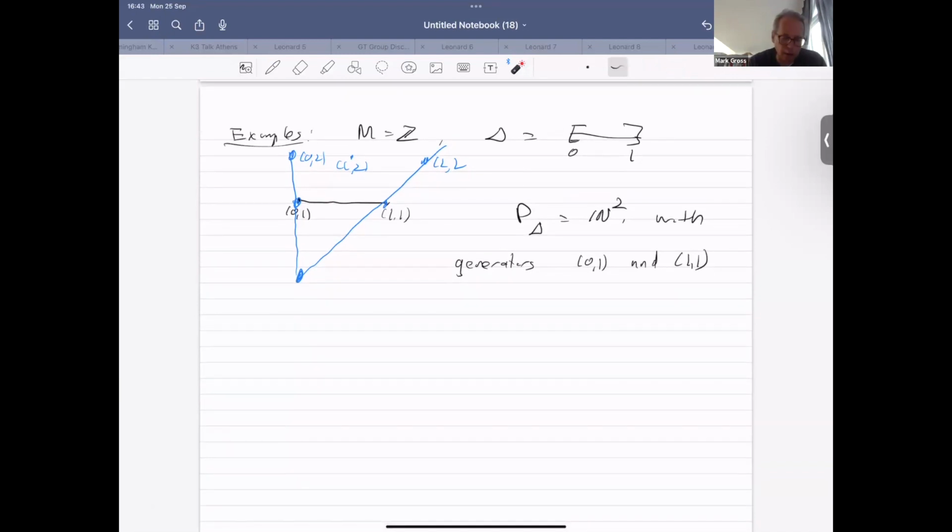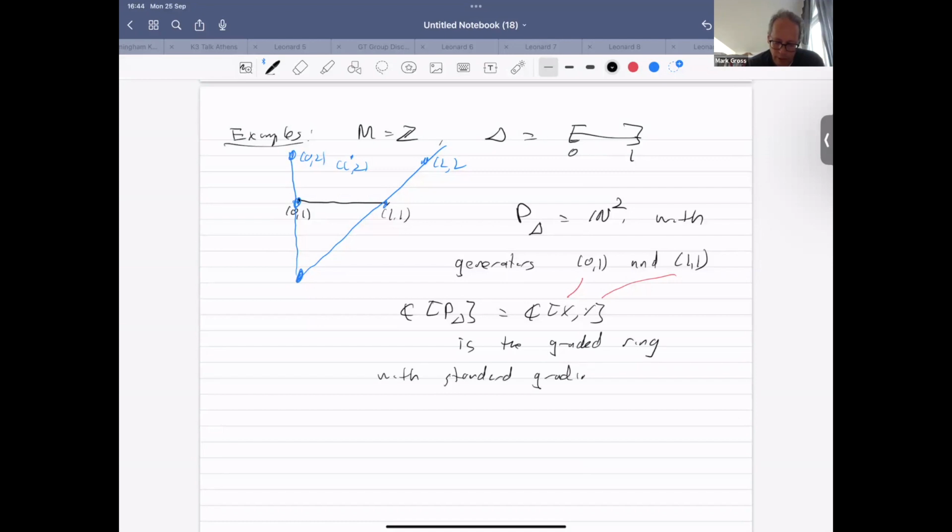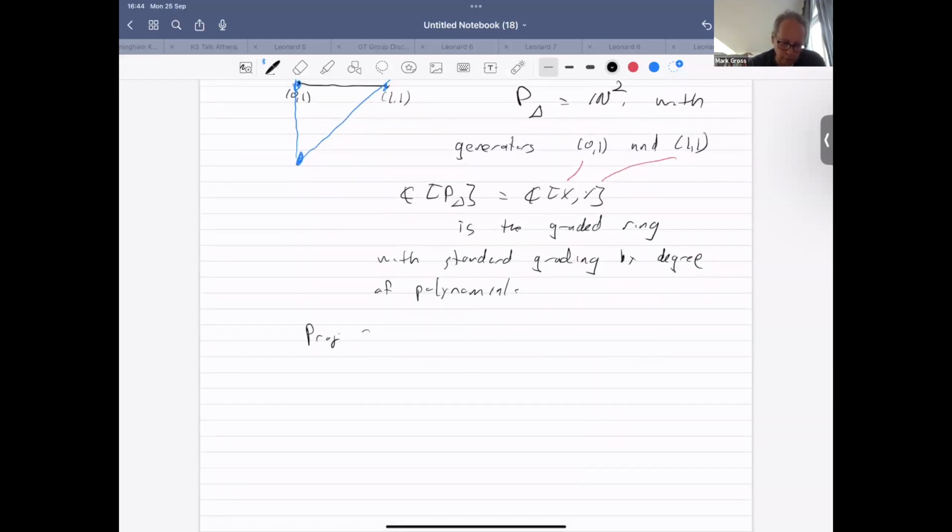Okay, so this is graded, and C[P delta] is isomorphic, as before, to C[x,y], and x and y correspond to (0,1) and (1,1). So these are both degree 1. So this has the standard grading of a polynomial ring in two variables, namely x and y are both given degree 1, the standard grading by degree of polynomial. And then Proj of this is the homogeneous coordinate ring of P1. This is just another way of describing CP1.